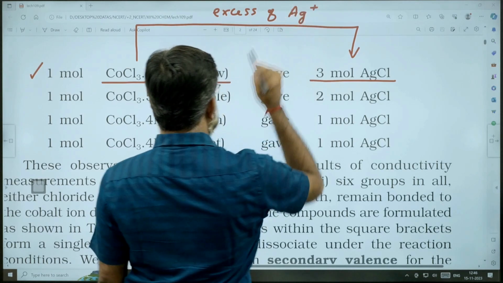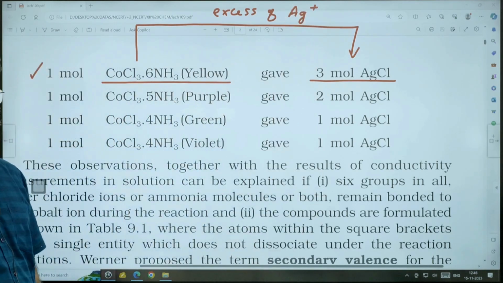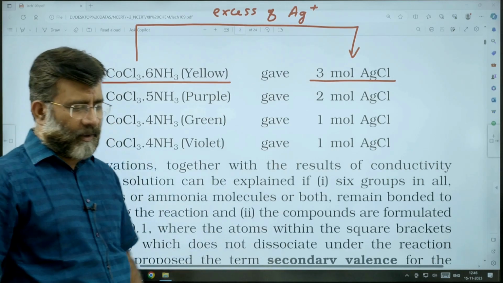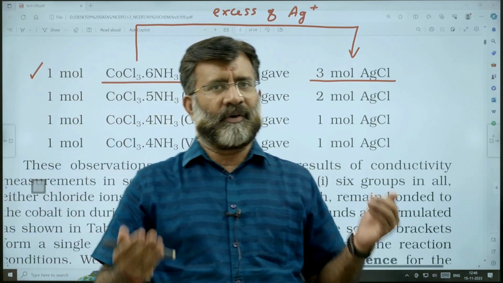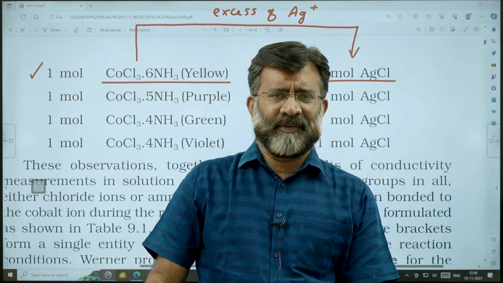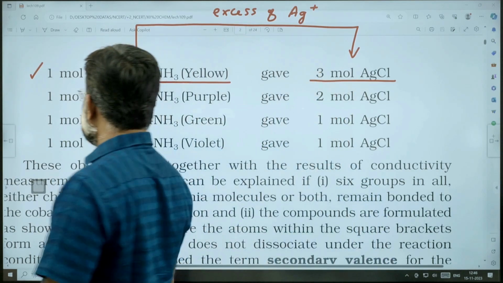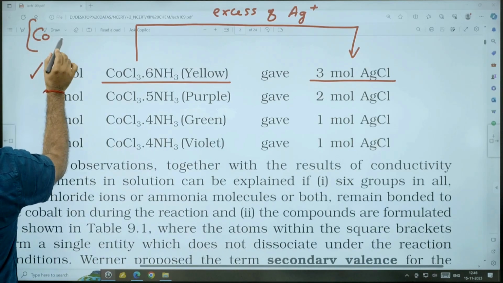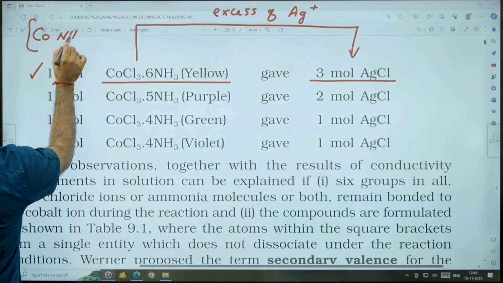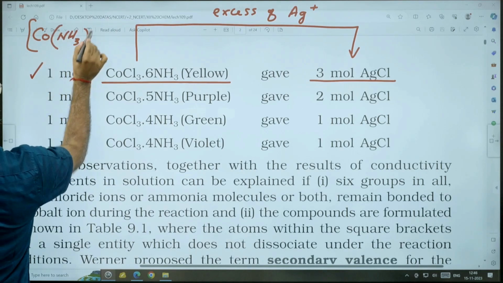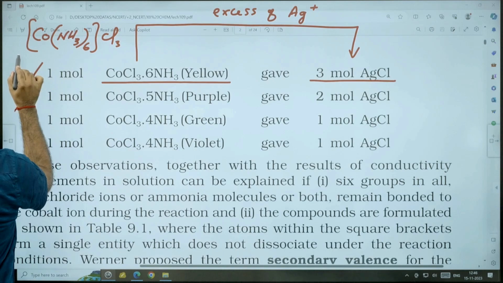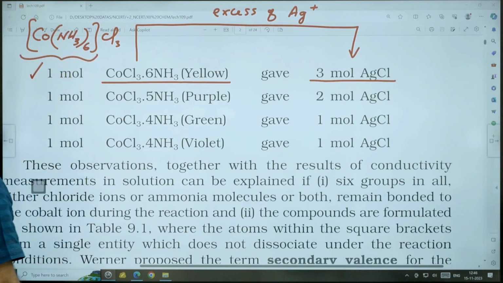This complex treated with the excess of silver nitrate, we were able to get 3 mole AgCl. Now the conclusion, what is the kind of formula we can assign? Very simple logic. What is the kind of formula we can assign? It is [Co(NH3)6]Cl3. Now you can see this acts as a single entity.